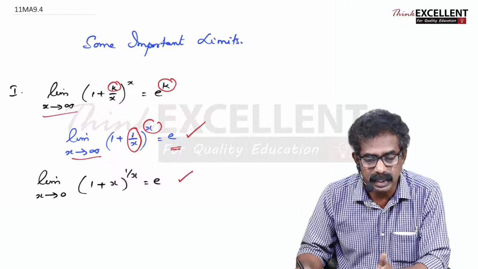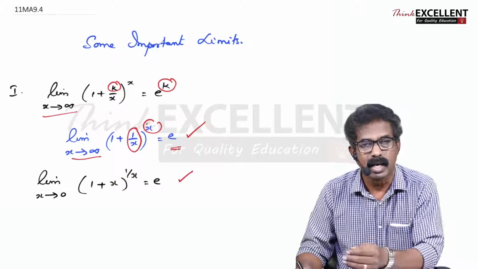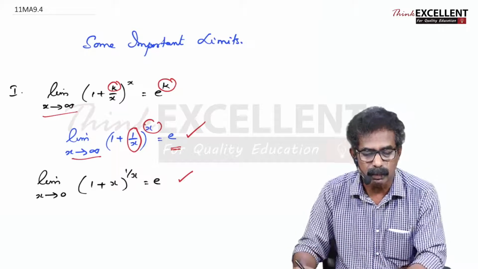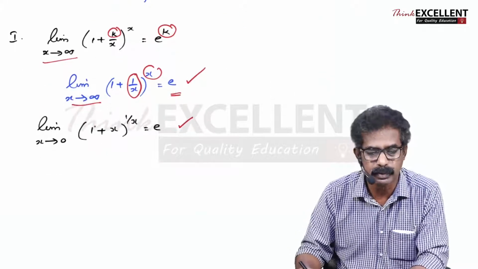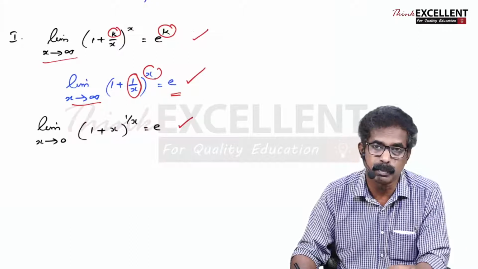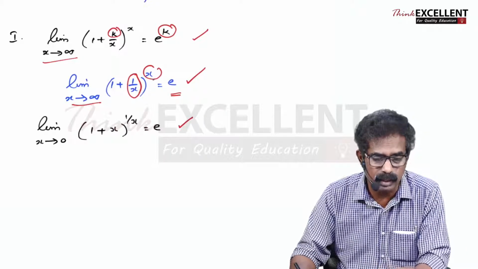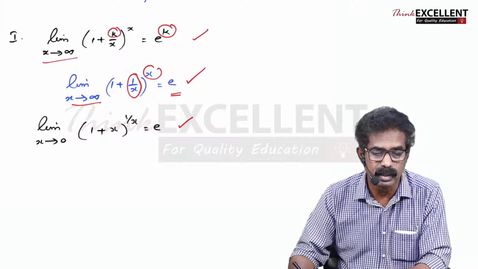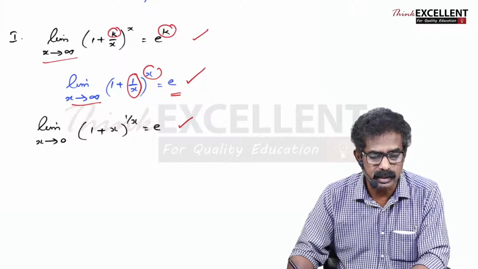So here inside it is 1 by x and the power is x, and just to interchange, that x you bring inside and that 1 by x you take to the power. Okay, so this is one type. Especially the first one you remember. The second one is just a particular case: instead of k you put 1. And another one, limit x tends to 0, (1 + x) raised to 1/x is e.